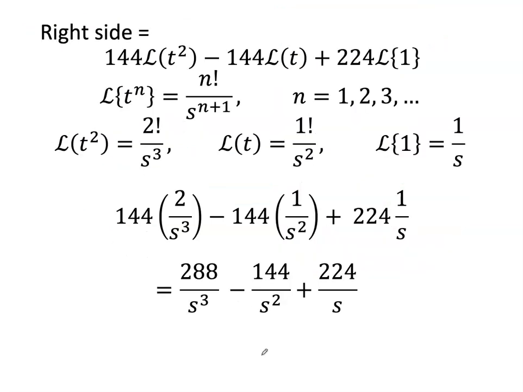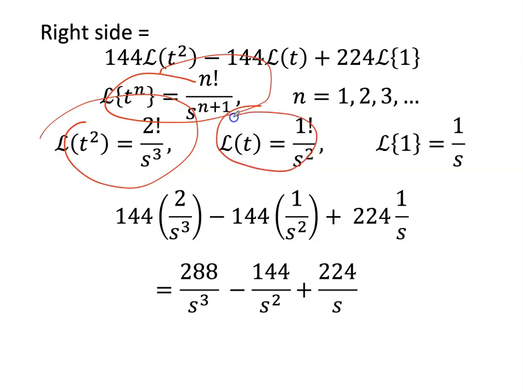Now let's look at the right side. 144 L of t squared, we can figure out what that is. Based on this formula for L of t to the n, which is valid for n equals 1, 2, 3, etc., we know that L of t squared is going to be 2 factorial over s to the 2 plus 1, in other words, s cubed. L of t is going to be 1 factorial over s squared, and it turns out that L of 1 is just 1 over s.